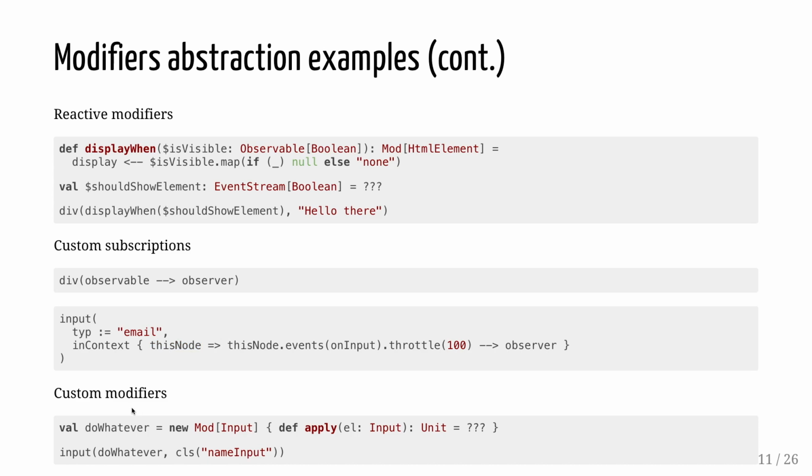Custom modifiers you can create without any effort. You just extend the Mod trait or even just create an anonymous class like this and provide an implementation for a single method, which just accepts an element to which it is being applied and simply does something to it. It doesn't need to return anything. It just needs to do something like set a property. And of course, you can use this as a first-class modifier in any element. Well, I mean, this modifier is specifically for input elements, so you can only use it for input elements, but you get the idea. It's a first-class modifier.